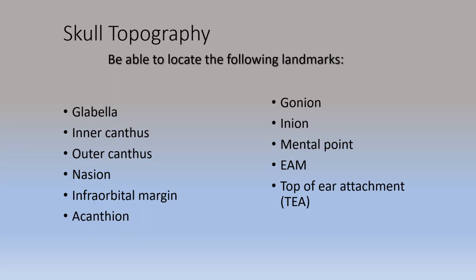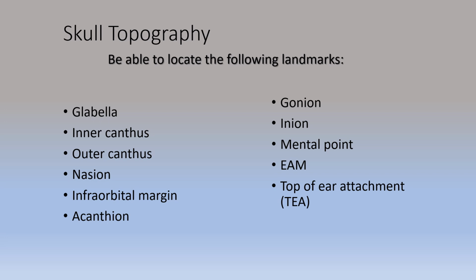All right, skull topography. Be able to locate the following landmarks. Now we will run through these in lab demonstration. Glabella, inner canthus, outer canthus, nasion, infraorbital margin, acanthion, gonion, inion, mental point, EAM, top of ear attachment. Some of these you've already heard of, like I already mentioned the nasion and the glabella in this chapter. I already mentioned the outer canthus. You're already familiar with the EAM.